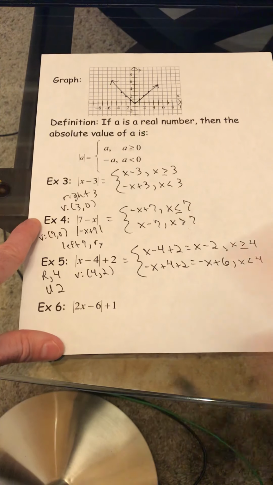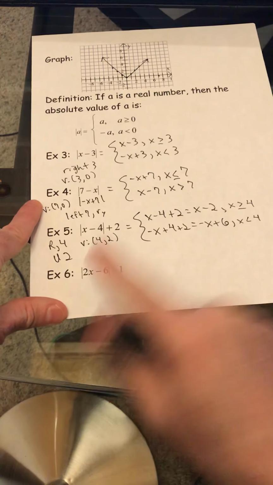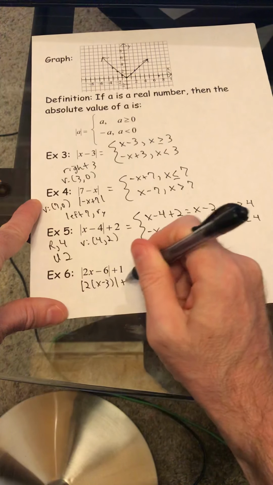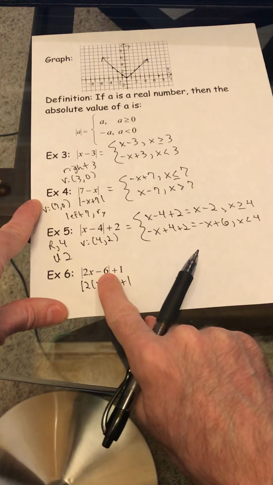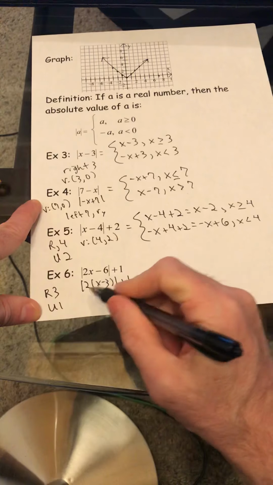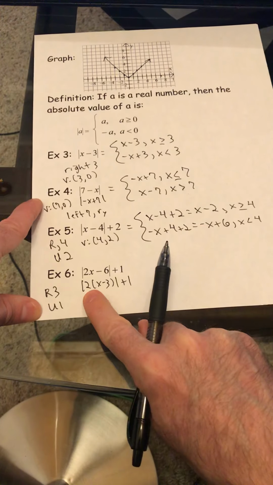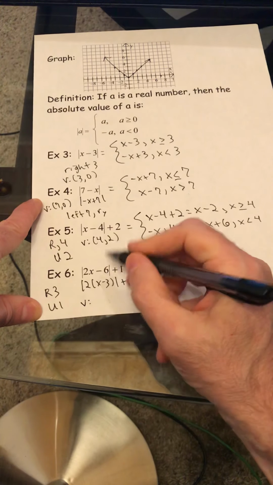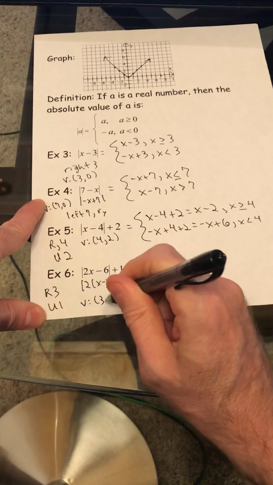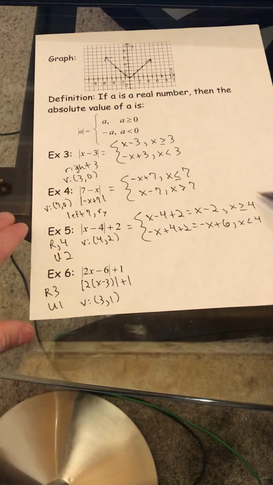Now, for example 6, you also have to be careful here. This one does have another issue show up, in that it does not shift right 6. It actually only shifts right 3 and up 1. You do have a vertical stretch, which isn't going to impact at least the piecewise function. So our vertex is going to be at 3, 1 if you were graphing this.